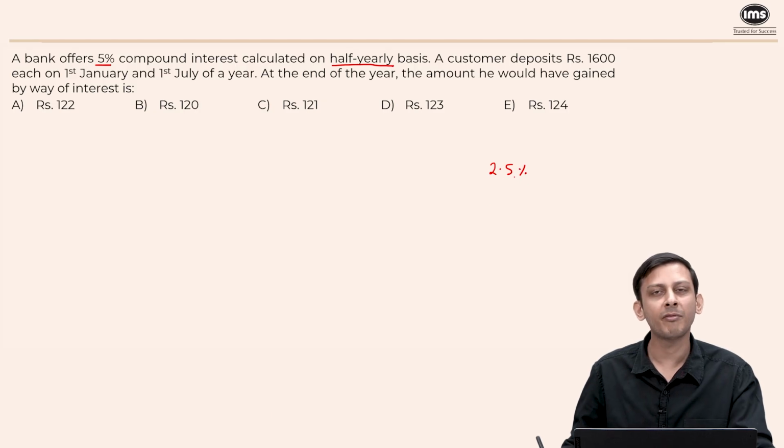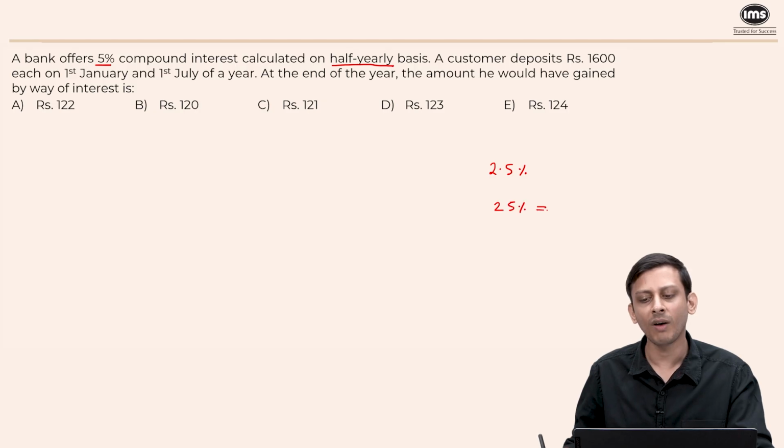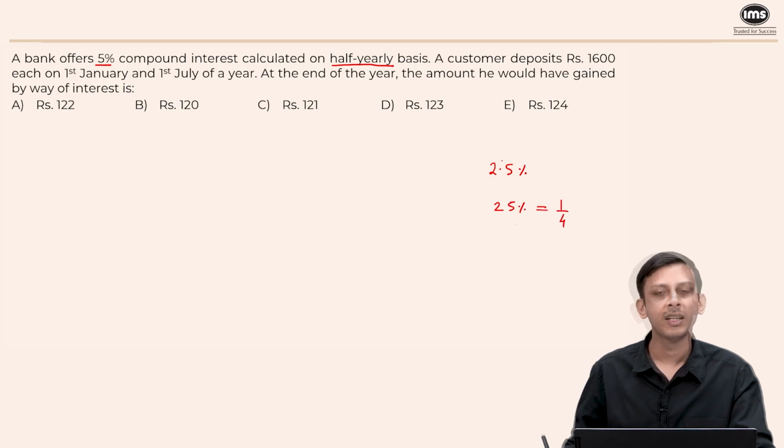Now what is 2.5% in terms of a fraction? Compare it with 25%. 25% is equal to 1 by 4, 1/4. Now 2.5% is 25% divided by 10. So we will get 1/4 divided by 10, which means 1 by 40. If 25% is 1/4, 2.5% will be 1 by 40.